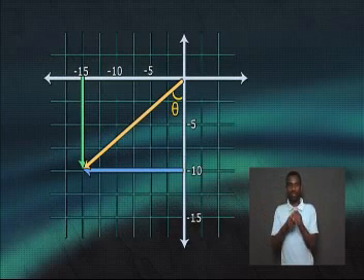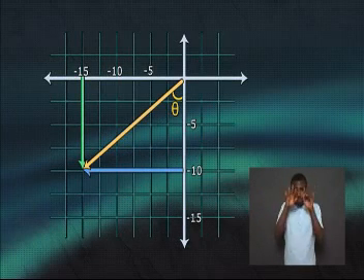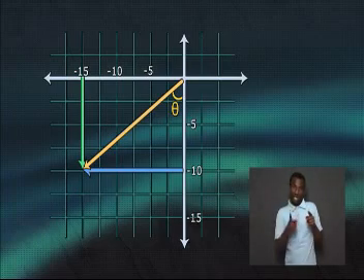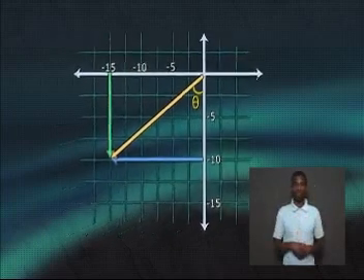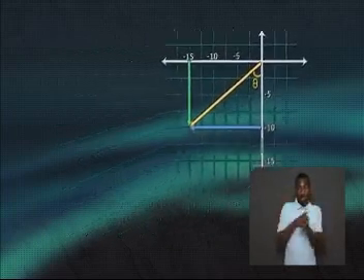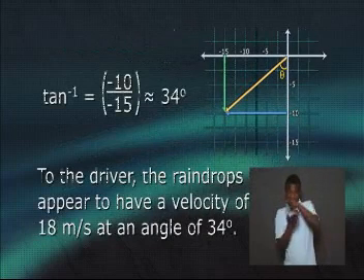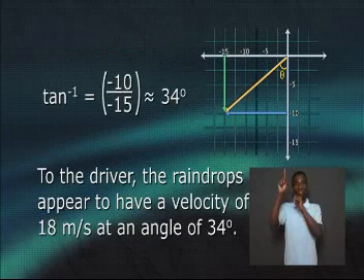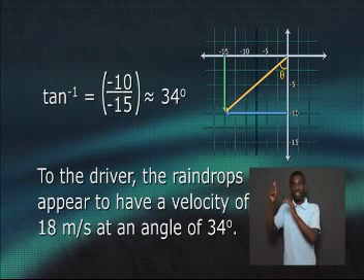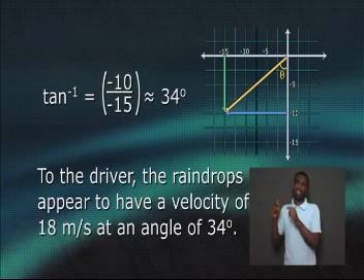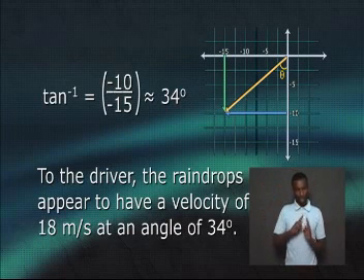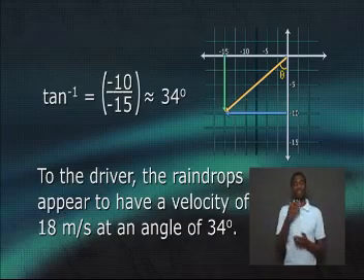Inside the car, the rain appears to fall, making an angle theta with the vertical or y direction. The direction of the rain is the inverse tangent of -10 over -15, which equals about 34 degrees. Was this your answer, students? Great work.